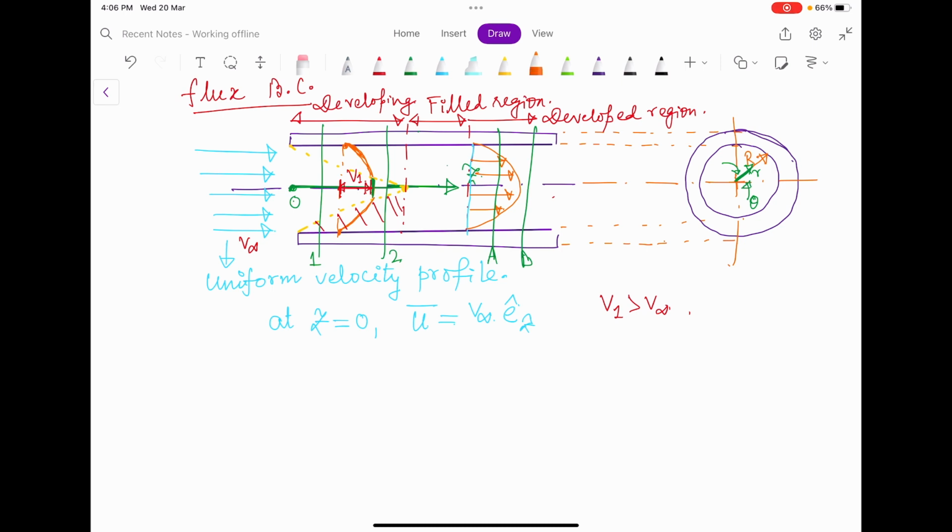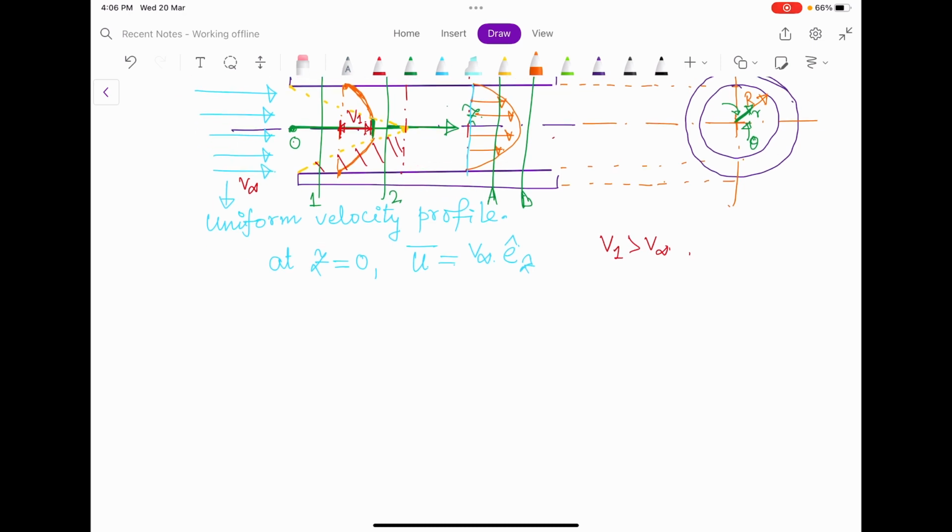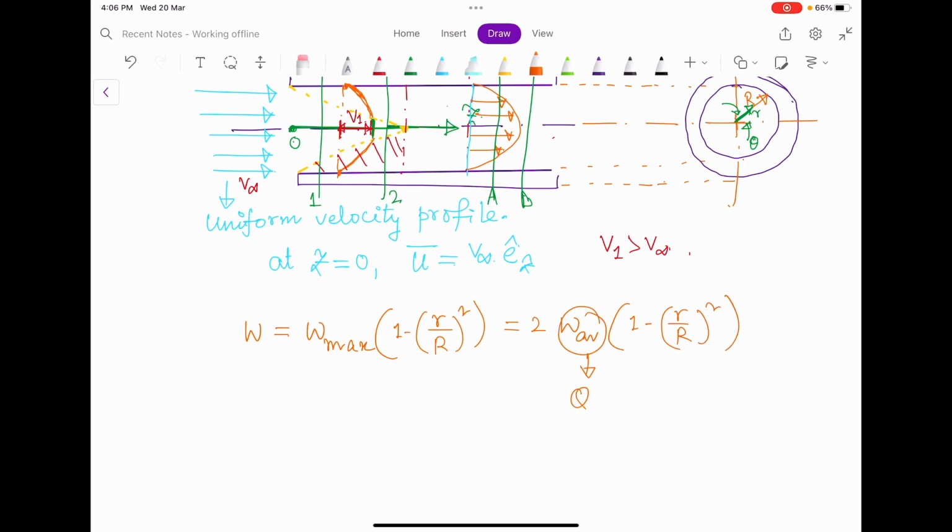And we know the solution of this velocity profile is W, the z component of velocity, equal to W max into 1 minus r by R whole square, where W max is equal to 2 into W average, and W average is nothing but the total volume flow rate Q divided by the cross sectional area pi R square. You can also find this Q from the uniform velocity, and here the flow is uniform, so it will be V into pi R square, the volume flow rate.